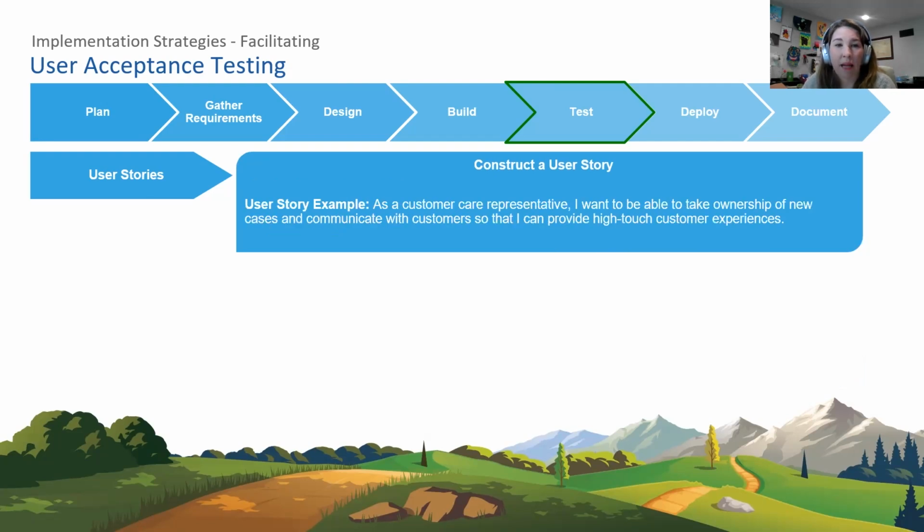And then here's an example of one that they had in the Trailhead that I thought was pretty good. As a customer care representative, I want to be able to take ownership of new cases and communicate with customers so that I can provide high-touch customer experiences. So it's very specific in scope, and it tells you the who, the what, and the when.